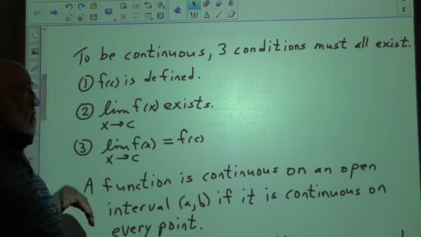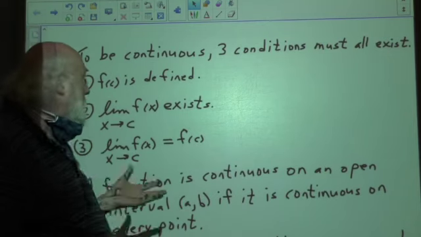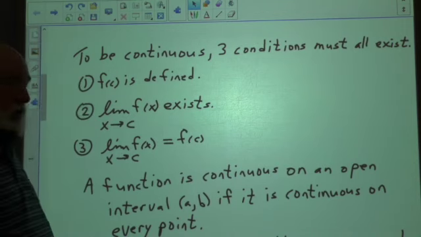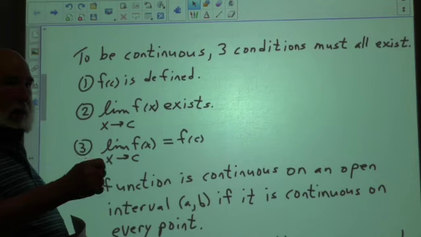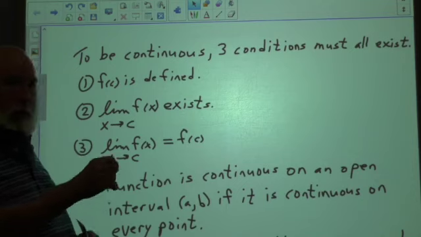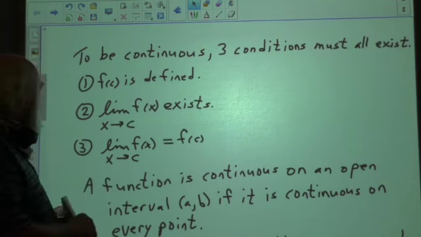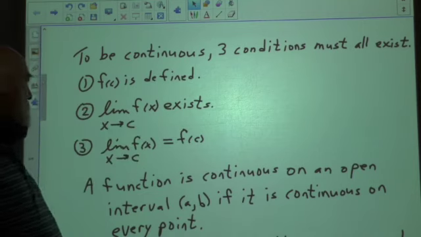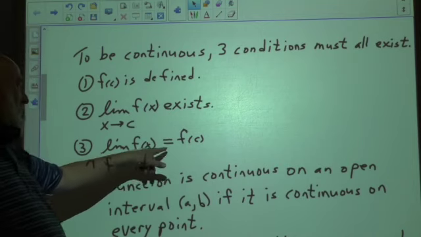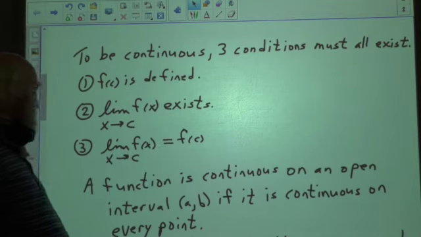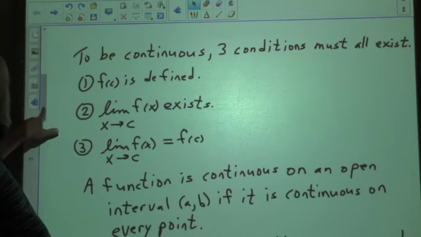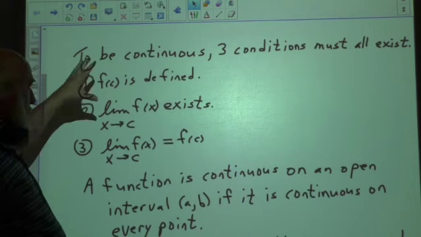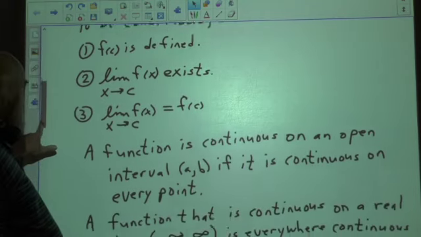To be continuous, three conditions must all exist. That your function in terms of c has to be defined. It's got to be a solid point at that particular c, not a solid and open or an open. It's got to be completely defined. The limit of f of x as x approaches c exists, and the limit of f of x must equal the f of c as x approaches c here. So those three all have to be true in order for the function to be considered continuous.